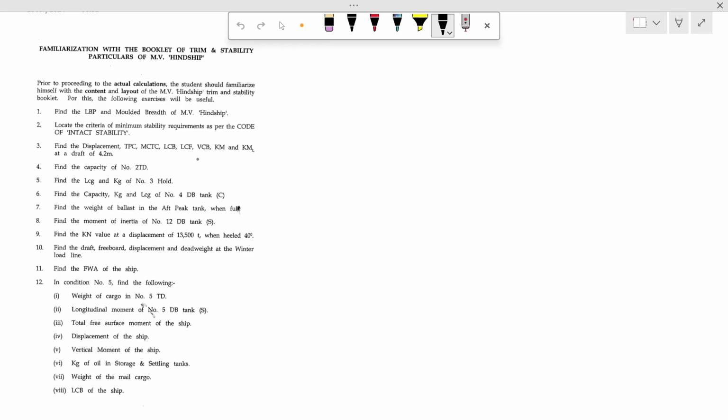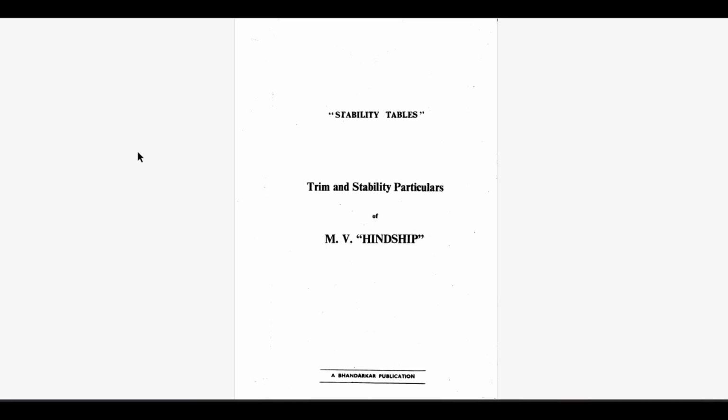But in MV HINDSHIP everything will not be mentioned, so you have to find the values from the trim and stability booklet. The first question is: find the LBP, that is length between perpendiculars, and the molded breadth of MV HINDSHIP. For that we have to open the trim and stability booklet of MV HINDSHIP. This is the stability table for MV HINDSHIP, and on the next page they have mentioned the densities that we have to use for solving any questions. If they have mentioned it in the question, then we consider that one. If they have not mentioned it, then we have to use these values, and they have explained terms with the formulas, how to use GM or KG, what is KG, what is GM, so that is given here.